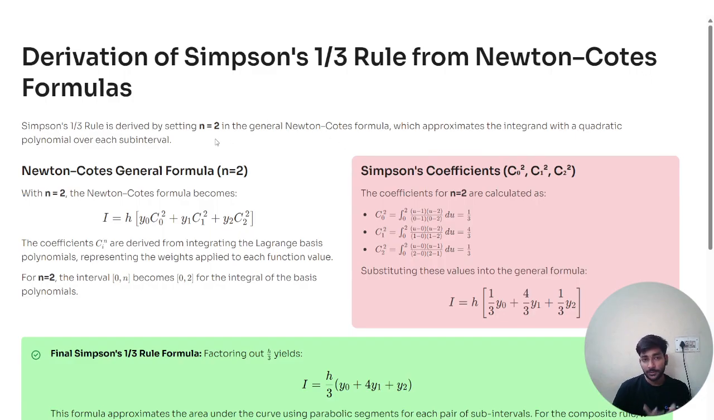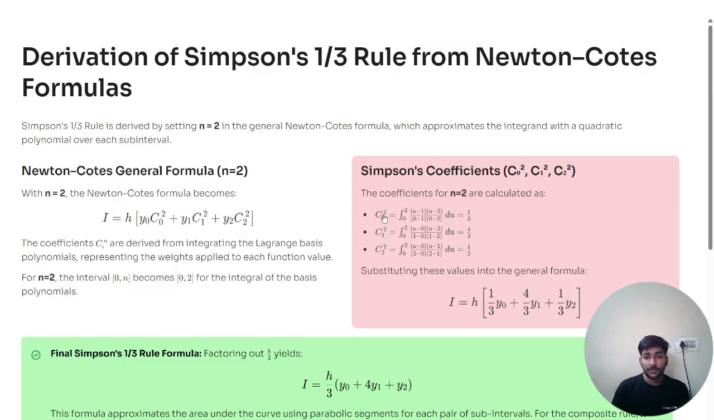In this, when we put the value of n is equal to 2 into the Newton-Cotes formula, then we get the formula of Simpson's 1 by 3. Here we put the value of n is equal to 2 in the first formula, then we get this. Now we calculate the values of C02, C12, C22.